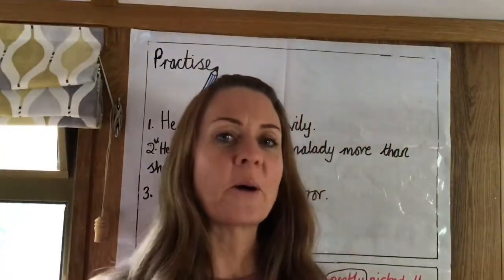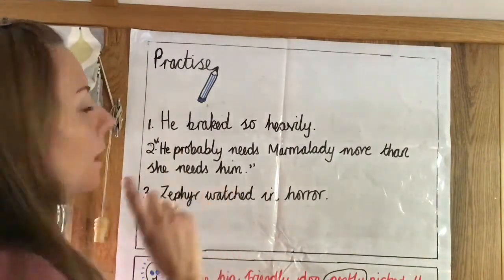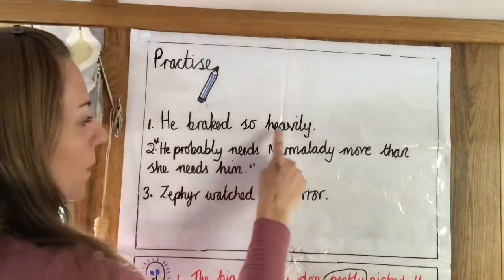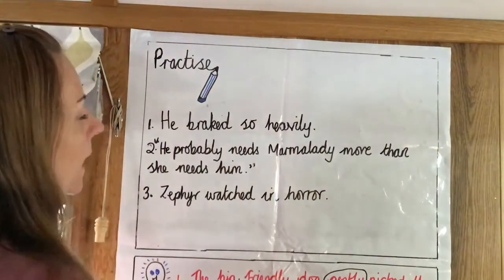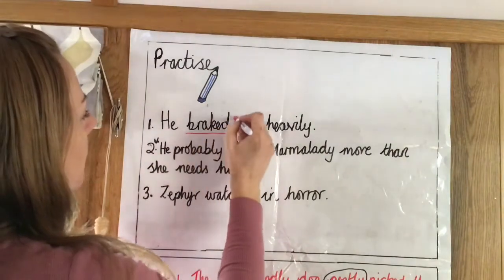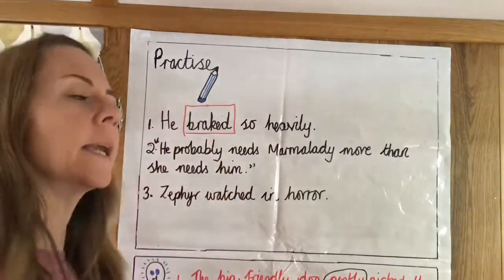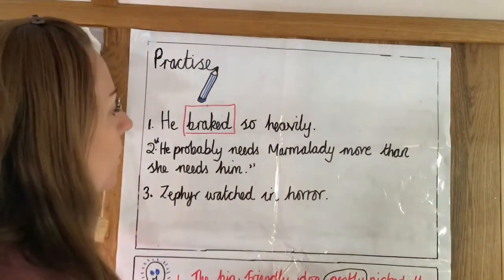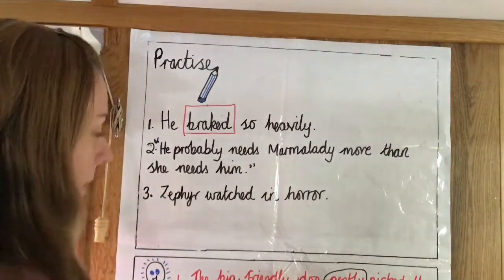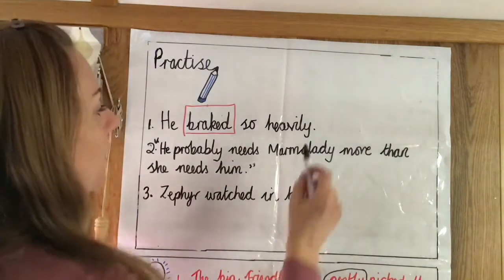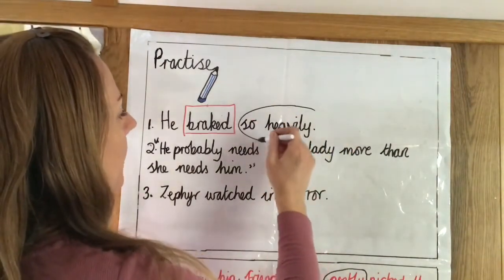Right, so let's have a go. Reading the sentence is our first step. He braked so heavily. He braked. Find the verb. So the verb is braked. Is there anything that's telling us more about how he braked? Yes, look, these words. So heavily. So heavily are our adverbs.